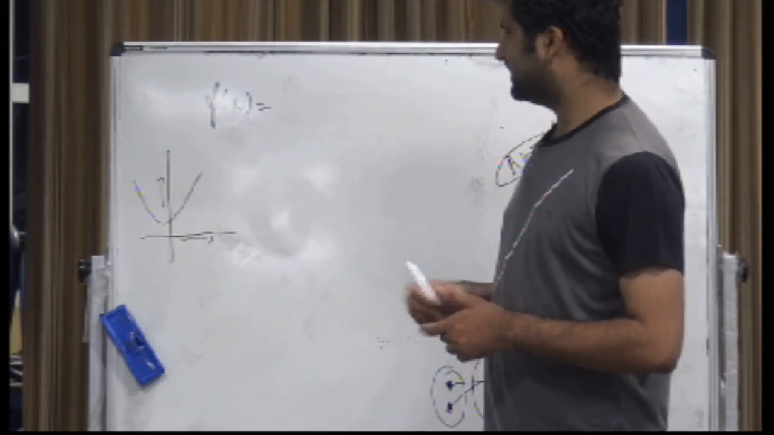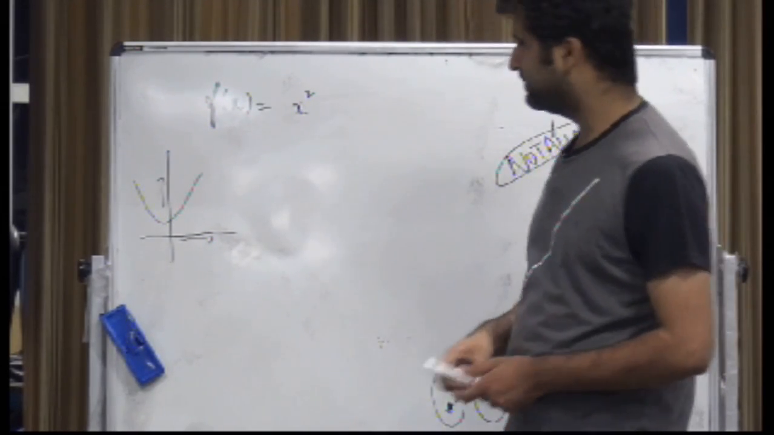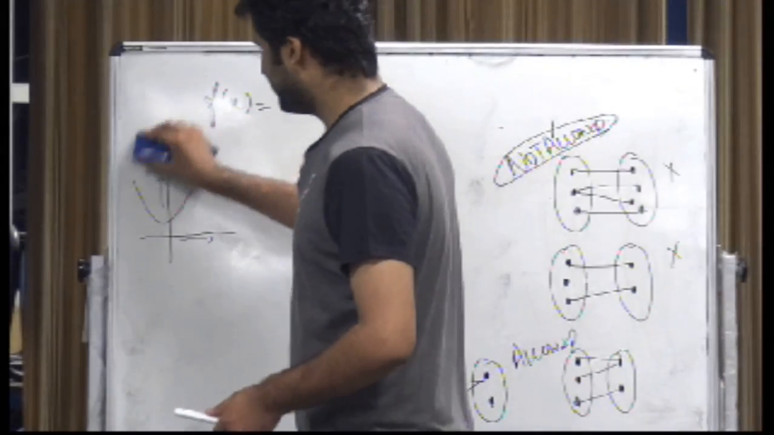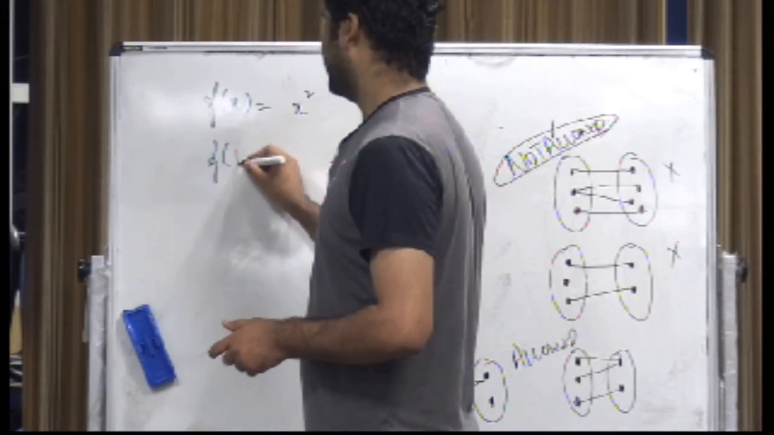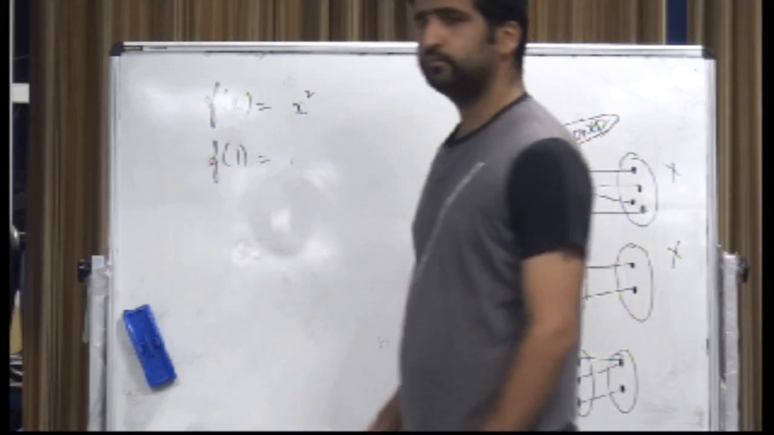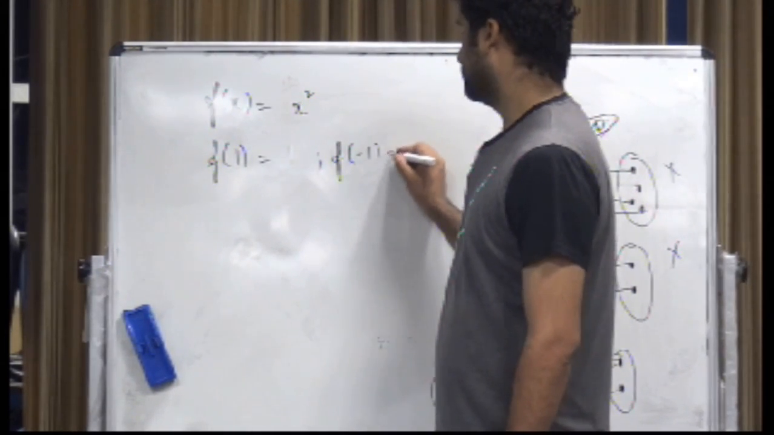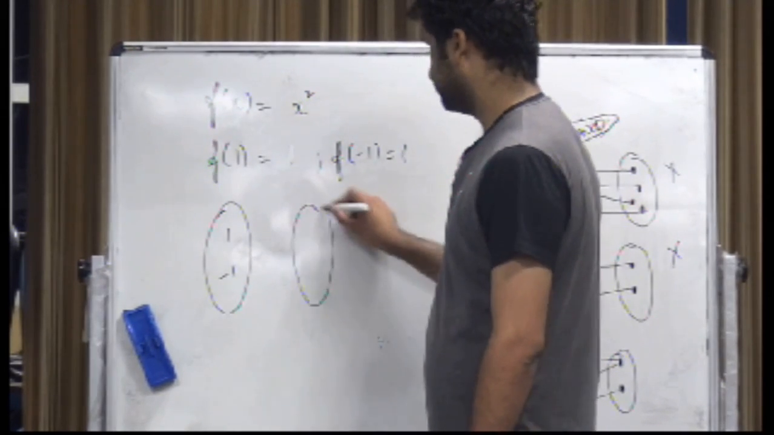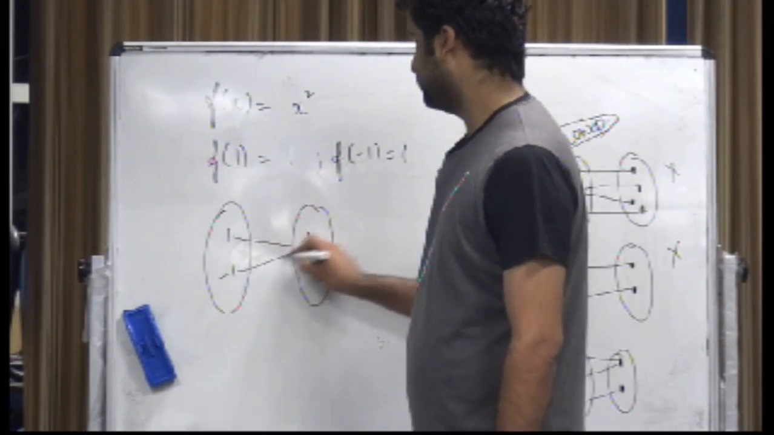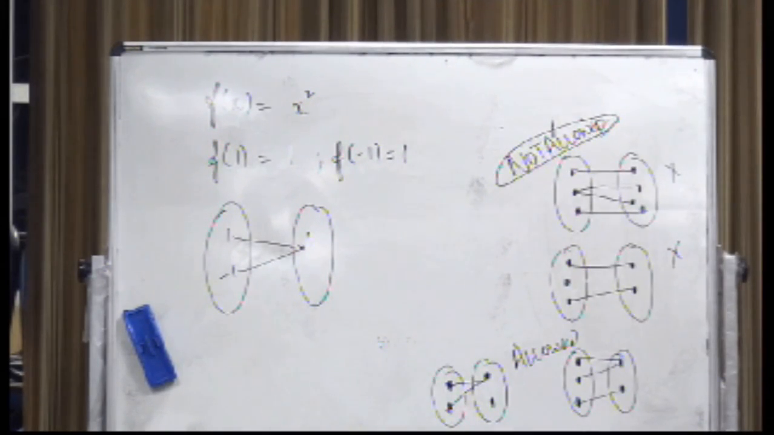So let's take a simple example of fx is equal to x square, right? For fx is equal to x square, the value at x is equal to 1 will be equal to 1, and the value at x is equal to minus 1, this is also 1. So this is a case of mapping like this, that both 1 and minus 1 are linked to 1. So this one is the case.